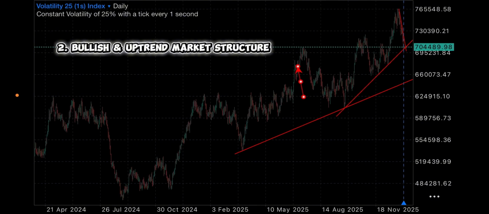Look at this high now. We have a high here and we have a high. This high is higher than this high. We have a high here. This high is higher than this high. We have a low here. This low is higher than this low. That's basically all about the bullish market structure, the uptrend market structure.